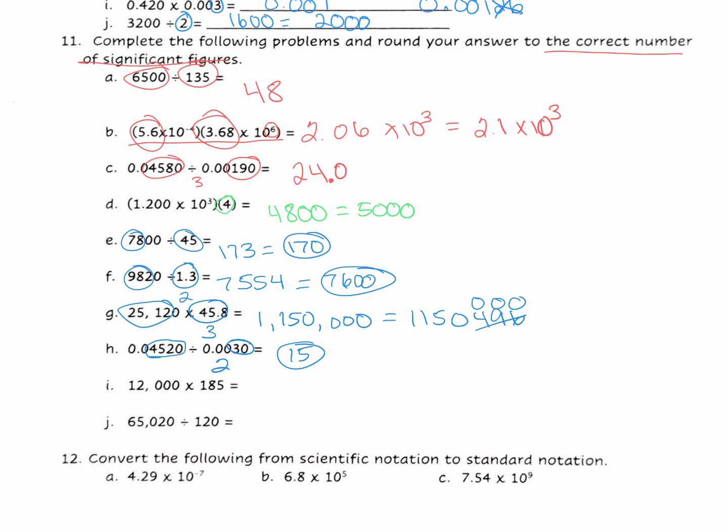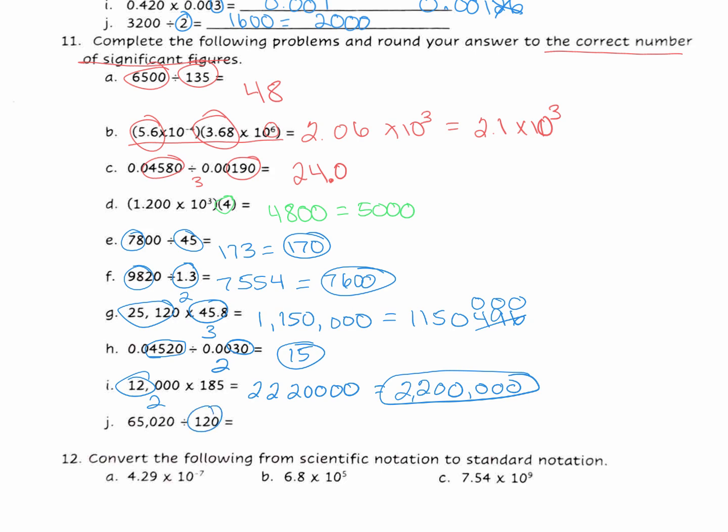All right, I've got 2 significant figures here, so I can only keep 2. So we have 12,000 times 185. So a huge number. So this is what the number is in my calculator, 22,200,000. So I want to keep 2 significant figures, so I'm just going to change that 2 to a 0. So it's 22,000,000. And that gives me 2 significant figures.